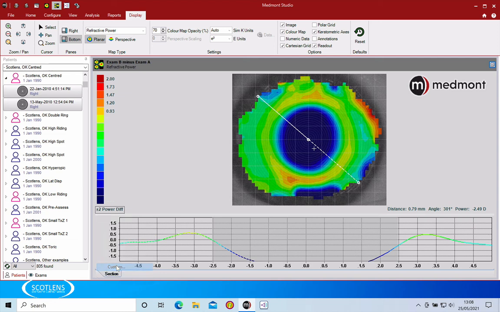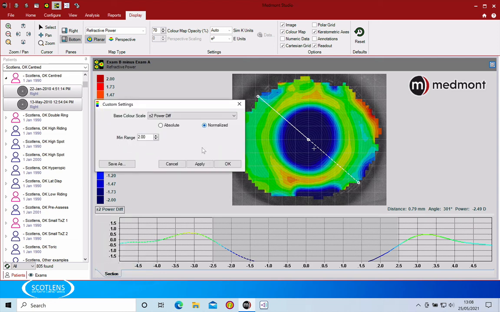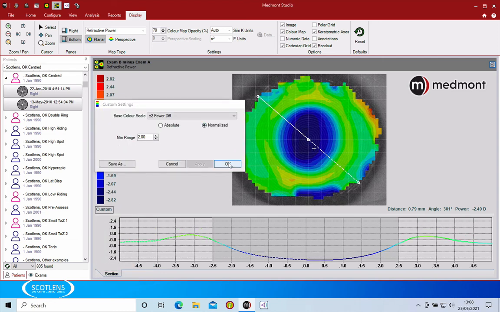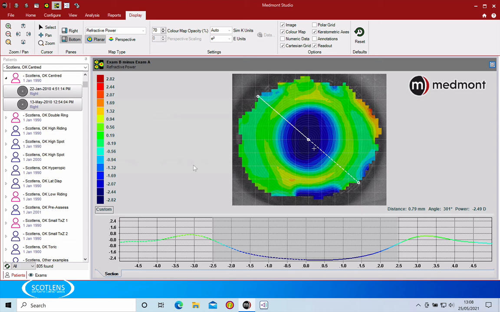Whereas if you select a normalized scale for this, it will give you an appropriate scale. And if this patient was around about a -3 amount of treatment we were trying to correct with ortho-K, then this would be a good scale. If we had a -6, again, the topographer in normalized would just choose the correct scaling for that patient.